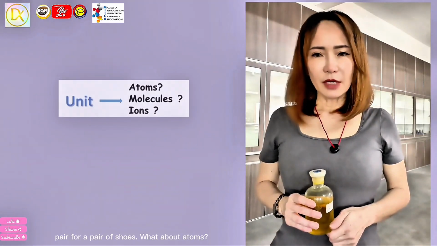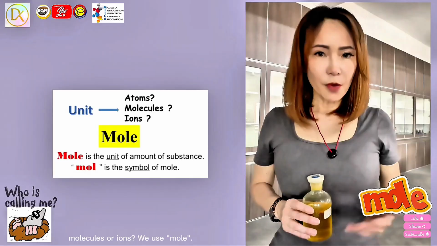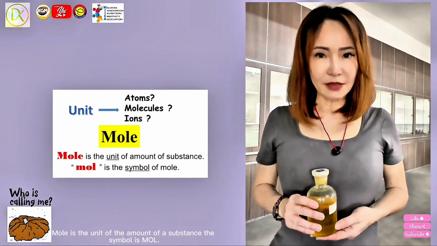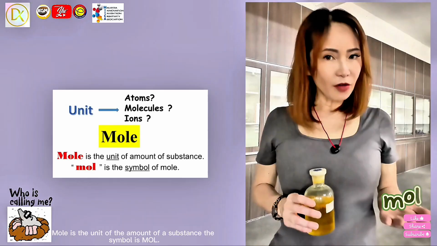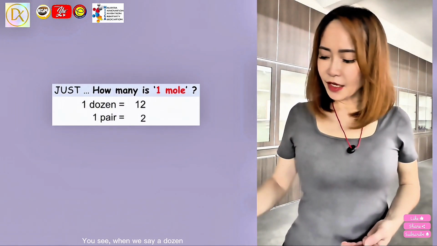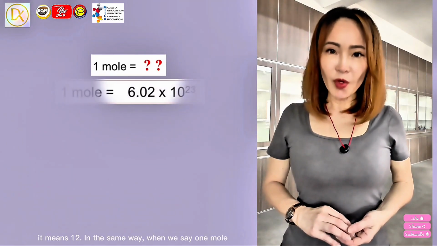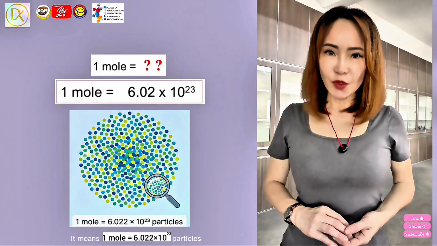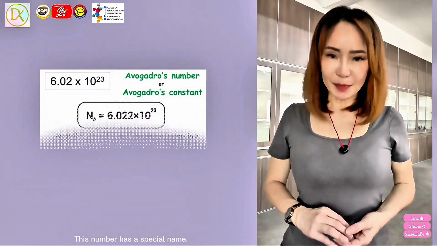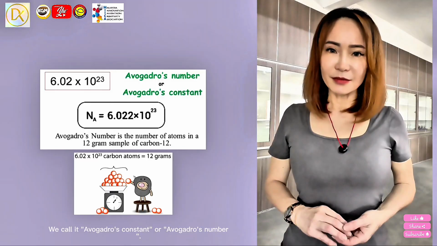What about atom, molecule, or ions? We use mole. Mole is the unit of the amount of a substance. The symbol is mol. You see, when we say a dozen, it means 12. In the same way, when we say 1 mole, it means 6.02 times 10 to the power of 23 particles. This number has a special name. We call it Avogadro constant or Avogadro number.